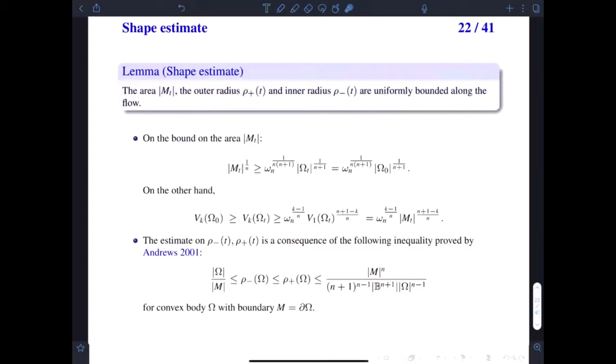On the other hand, to show the upper bound on the area, we apply the monotonicity of Vk. So Vk of omega 0 is bounded from below by Vk of omega t. And then we apply the Alexandrov-Fenchel inequality to bound from below Vk by the constant times V1 to the power m plus 1 minus k over m. And we know that V1 is the area. So this gives an estimate of Mt from above.